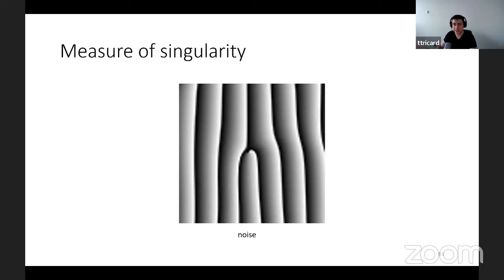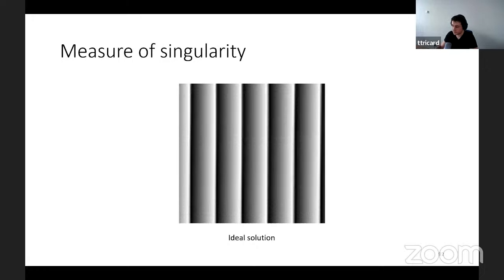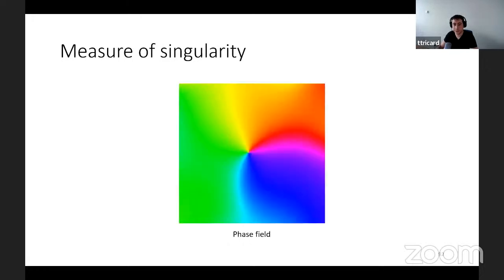So singularities in this noise will look a bit like this. And in this case, actually, we have one frequency and one orientation. So we know the ideal solution, which is a simple oscillation here. And if you remove that from the original noise, we get this pattern, which we call a phase field.